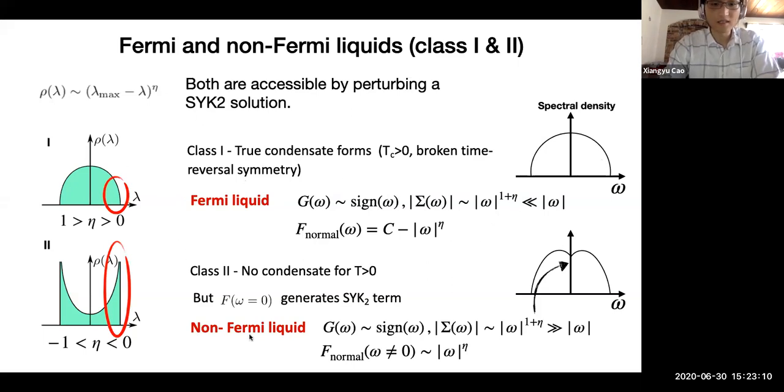Now for eta smaller than 0, you can still do perturbation theory, because although there's no condensate for non-zero temperature, because you have so many bosons here, they can generate a SYK2 term just dynamically. So you still get this kind of spectral density, but now you have a dent given by this self energy, which is much larger than omega. So this qualifies the state as non-Fermi liquid.